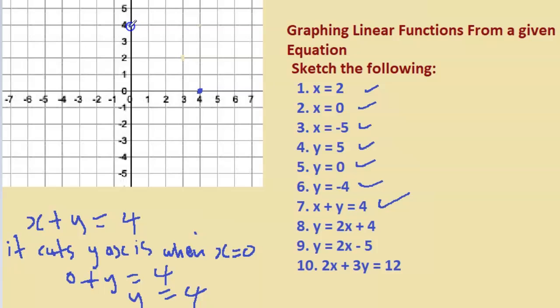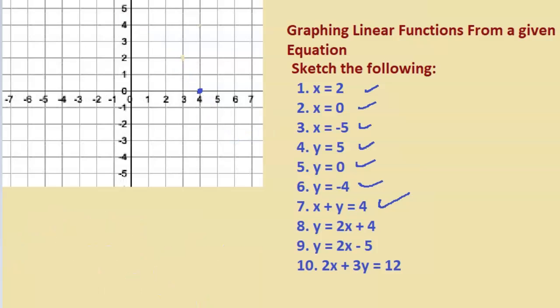And now we can draw our line segment. So this graph cuts both axes at 4, right? So this is a graph of the line x plus y is equal to 4. Good. Let's do y equal to 2x plus 4 now.